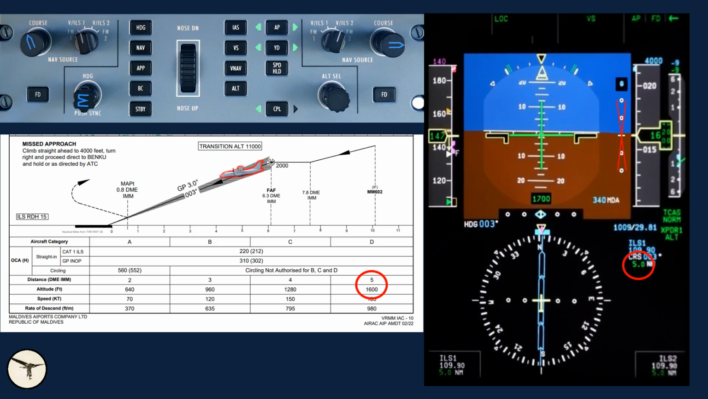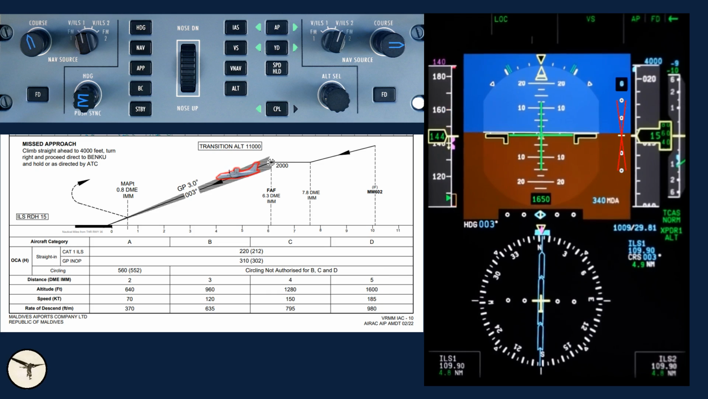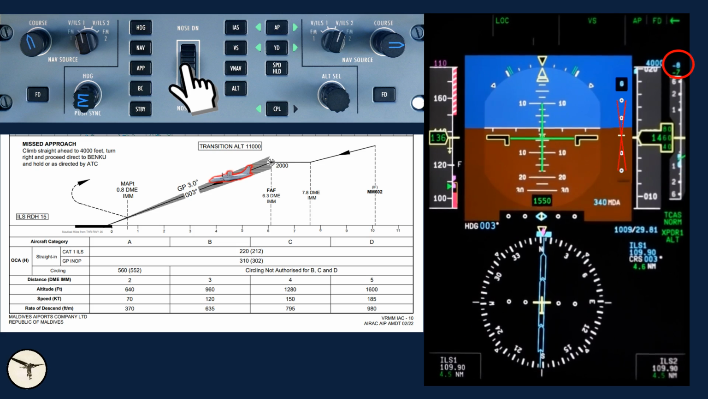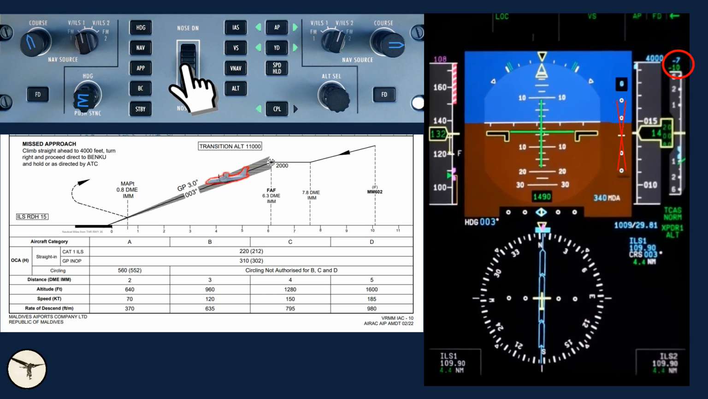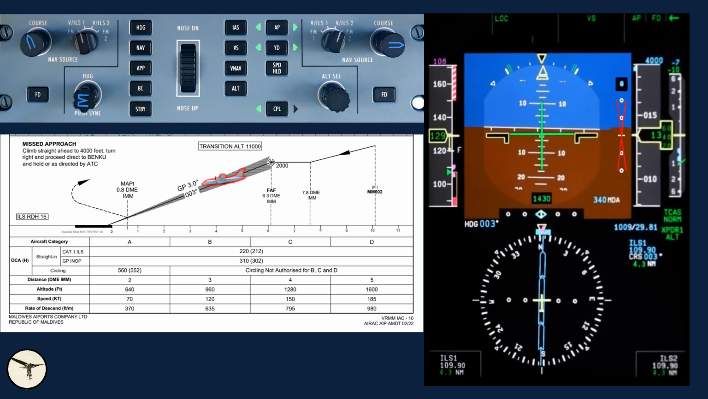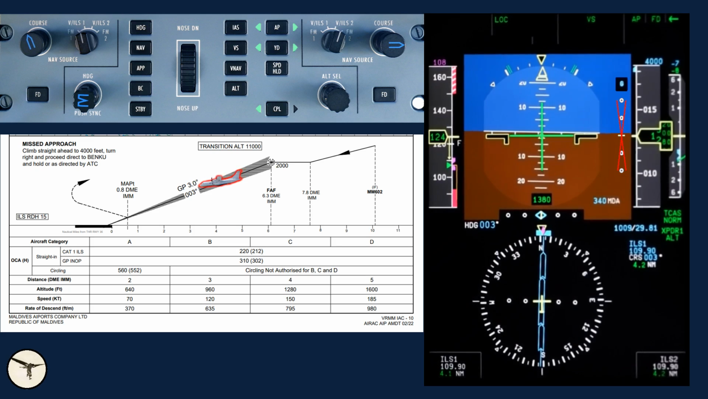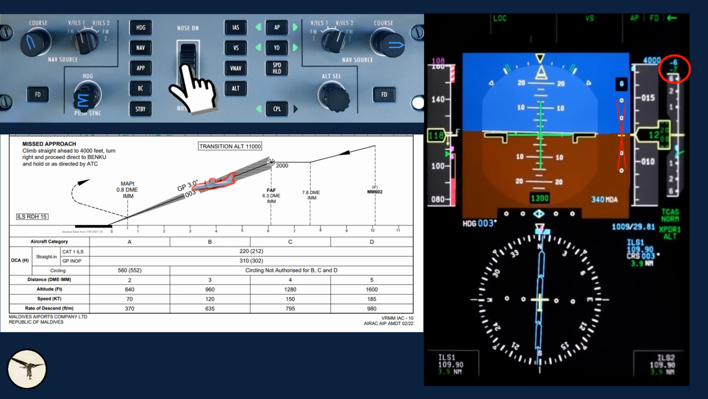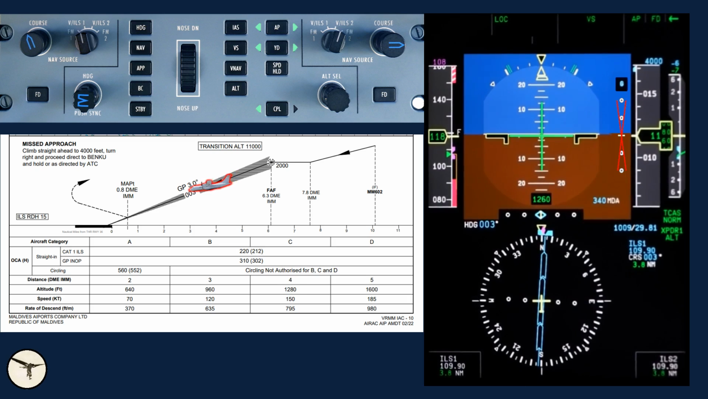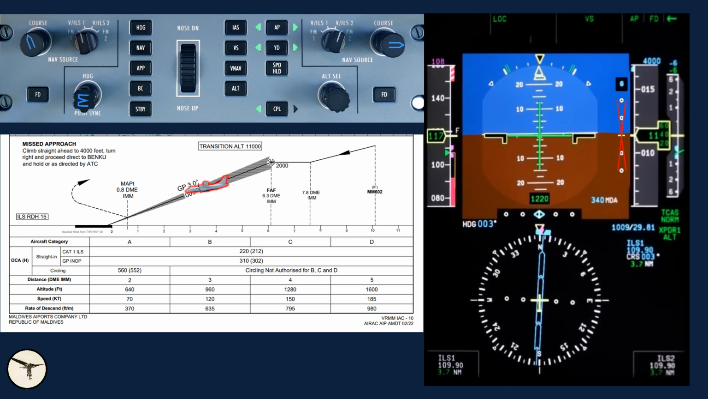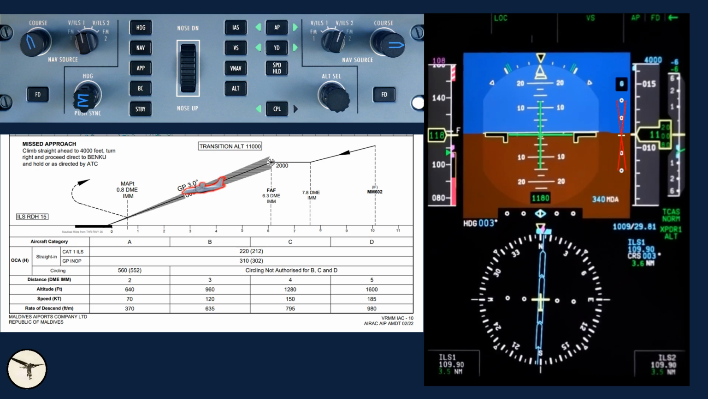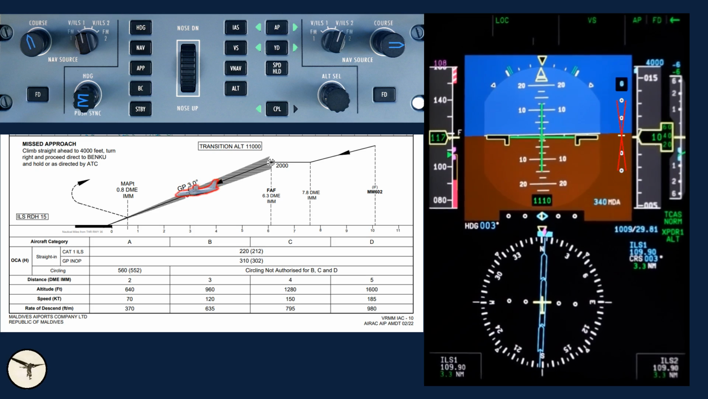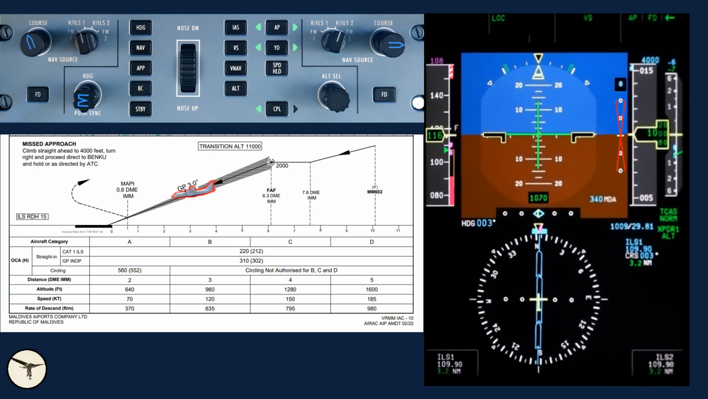Five miles, 1600 feet, on profile. Flap 30. Target speed 108. Before landing checklist. Four miles, 1280 feet, 40 feet below. Stabilized. Continue.